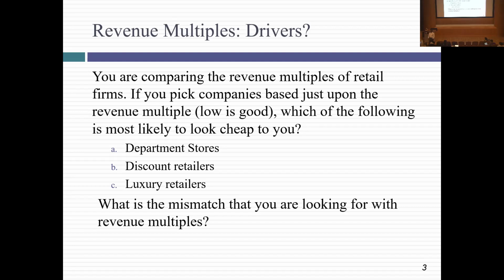You want to give that a shot? Which of those 3 will tend to trade at the lowest multiples of revenues? Discount retailers. And what is it about discount retailers that leads them to trade at low multiples of revenues? They sell at low prices. So if they sell at low prices, they have low margins.